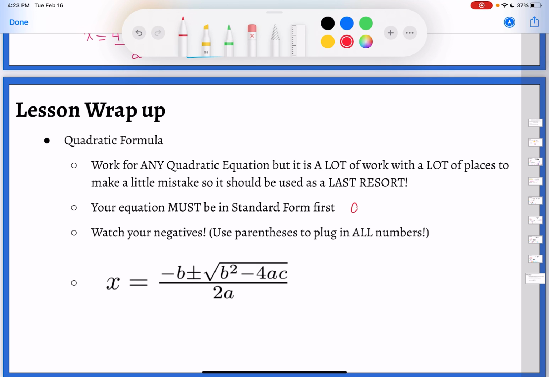Remember standard form, ax squared plus bx plus c equals 0. Big idea here is make sure that it says equals 0 and put those terms in order, biggest to smallest: x squared, x, plain number. Okay, and watch those negatives. And then here's the reminder of what the quadratic formula is, although I recommend looking up on YouTube some good quadratic formula songs because there's some good ones out there.